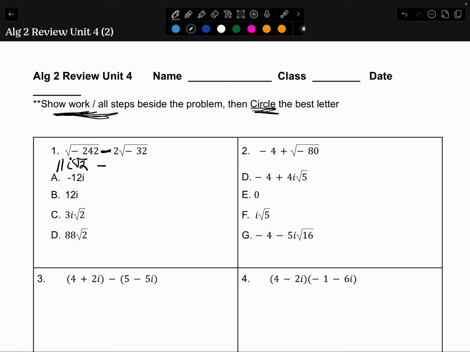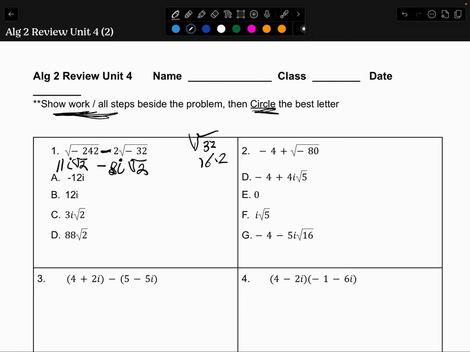And so this is subtracting, and over here 32 is 16 times 2, so the 16 comes out as a 4. Well, we already have a 2 in the front, so we're going to have a 4 also outside because the square root of 32 has the 16 in it. The 4 times 2 is 8. So we have really now 8 on the outside, and we have an i because there's a negative under the square root. And what's left is, again, the square root of 2.